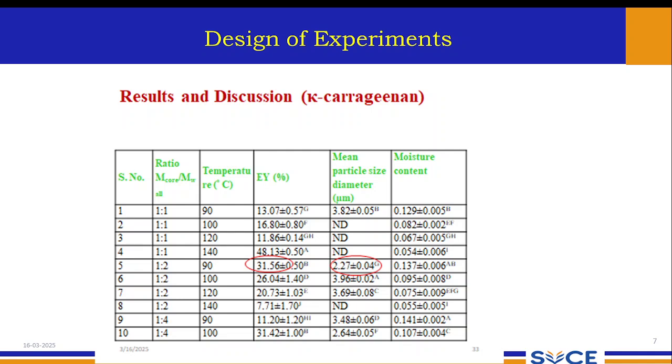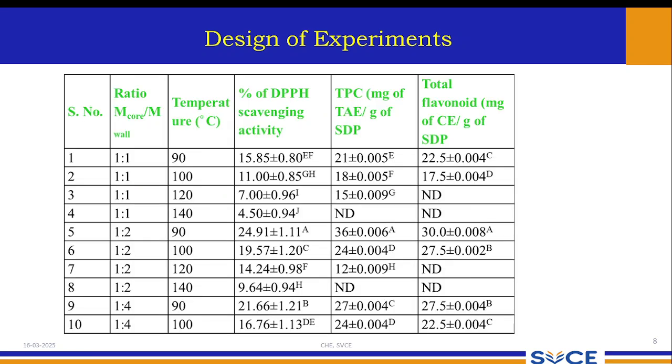Moisture content is supposed to be low, and the particle size is supposed to be very small when compared to the larger particle size. So we are preferring nanoparticles, or at least microparticles. We have obtained a microparticle size of 2.27 micrometer at 1:2 and 90 degrees Celsius for cake original, which is found to be an optimized point.